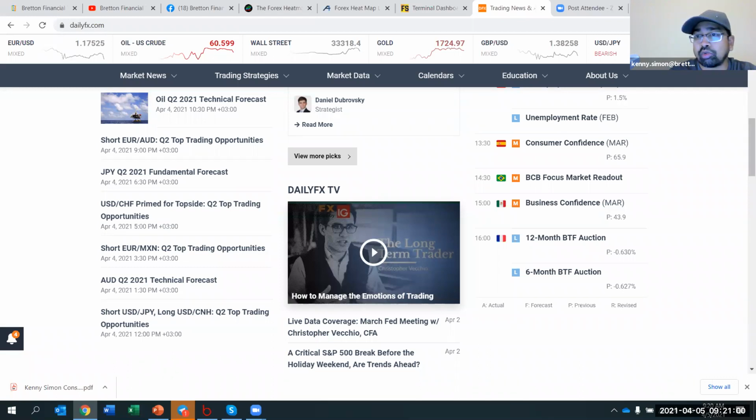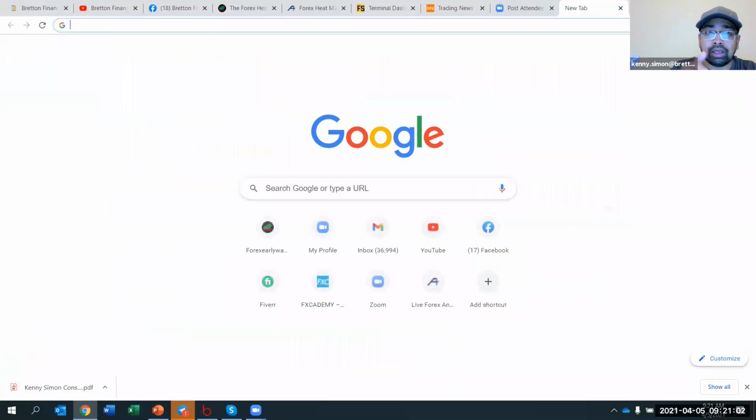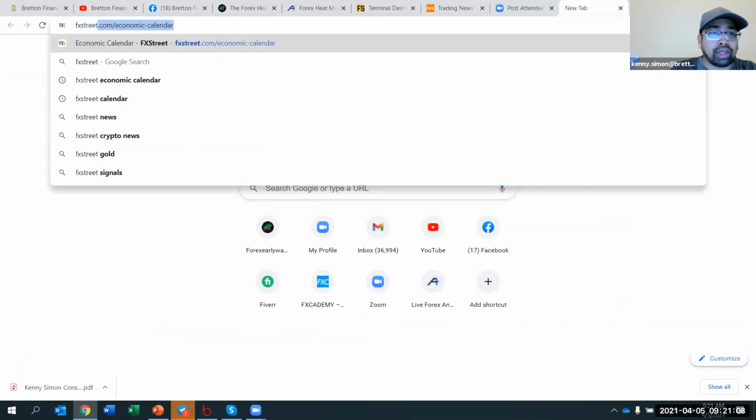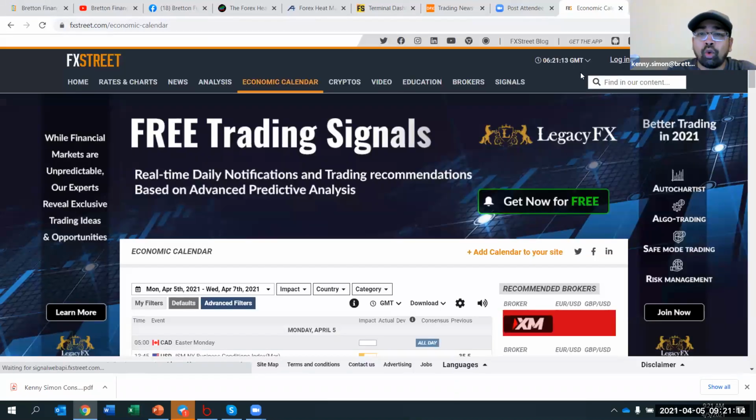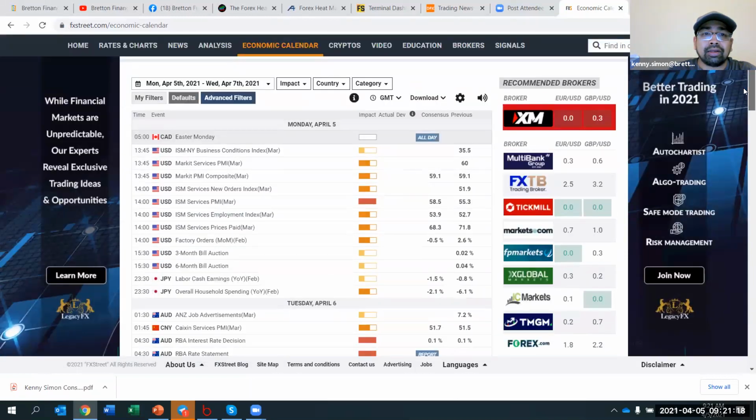So let me also go on to the economic calendar, which is important as well. I simply use the FX Street economic calendar just to look at what's going on this week in terms of what economic data will be released, and the outcome of this data will further fuel whatever is going on in the country as well.